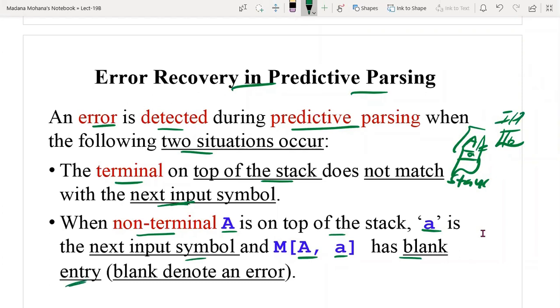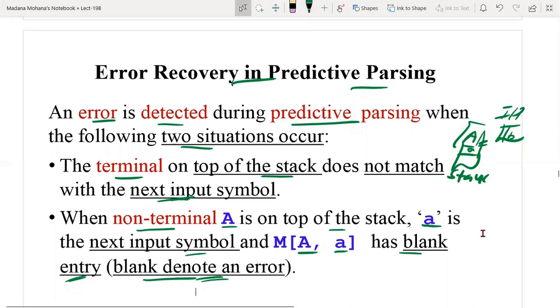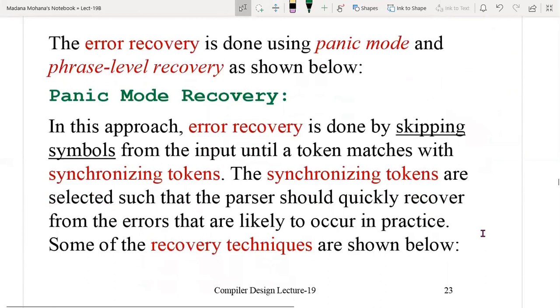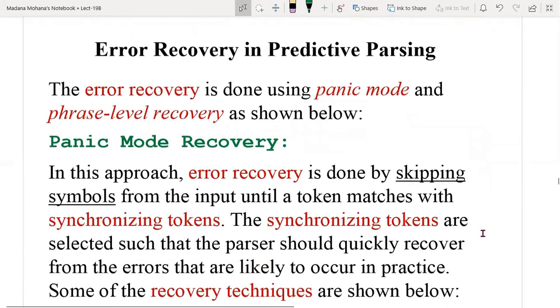Now, in the previous two examples, the predictive parsing tables had so many blank entries. All blank entries denote an error. These are the two cases where errors occur. Now, how to handle these types of errors in the predictive parser? By calling some error recovery strategies. The error recovery is done using panic mode and phrase level recovery.